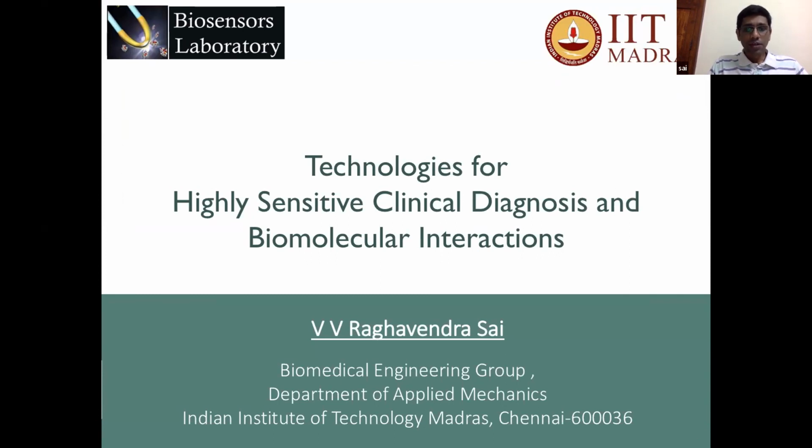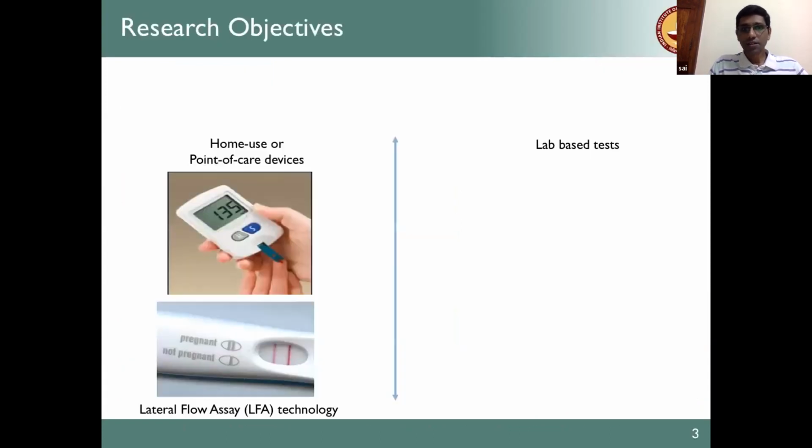I work in the biomedical engineering group in the Department of Applied Mechanics. I joined here in 2011. Before that, I was a postdoc for 2 years at the University of Idaho, a very little known one, and before that I did my PhD at IIT Bombay. So this slide is not for us. Okay, the research objectives have been basically over the last 10 years.